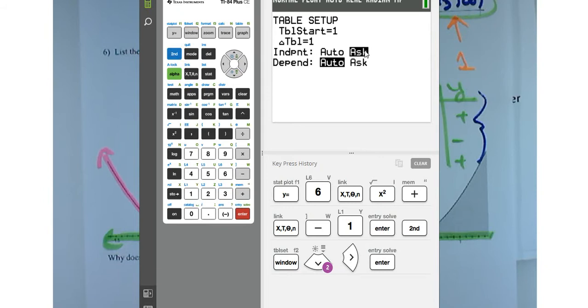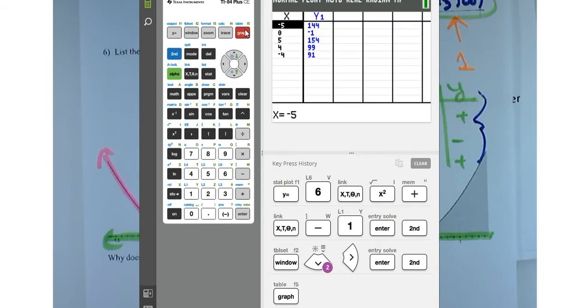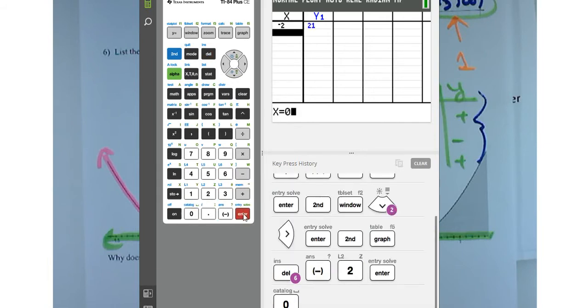Just independent is at ask, dependent should be set to auto. Okay, so if I go over to the table now, hit second and then the graph key, let me delete all these old values here and just start afresh. So that's going to be -2, 0, and 1. Now you can choose anything you want as long as it's in the proper interval.